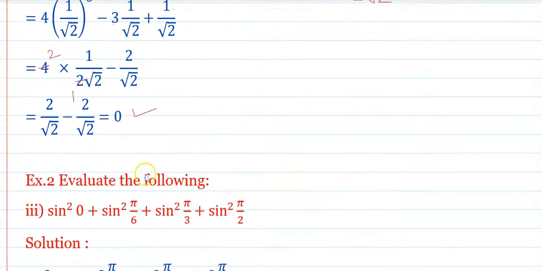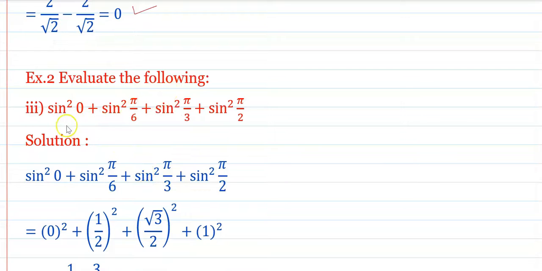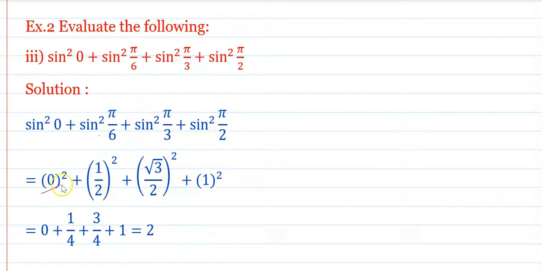Okay. Now the next, evaluate the following: sin square 0 plus sin square pi by 6 plus sin square pi by 3 plus sin square pi by 2. Sin square 0: sin of 0 is 0. Sin square pi by 6 means what? 1 upon 2 bracket square. Sin square pi by 3 means what? Root 3 by 2 bracket square. Sin square pi by 2 means what? Sin 90 is 1, that is 1 square. 0 square means 0. 1 upon 2 bracket square means 1 by 4. Root 3 by 2 bracket square means 3 by 4. And 1 square is 1.